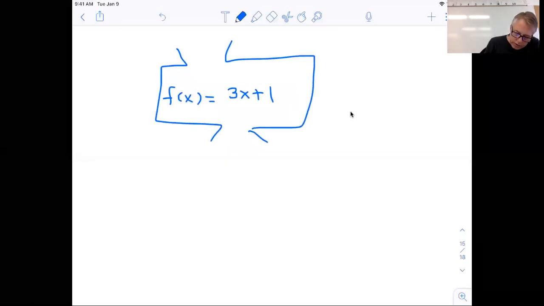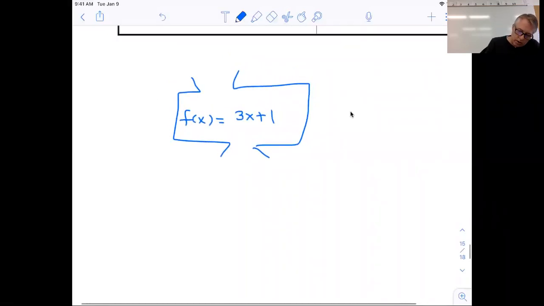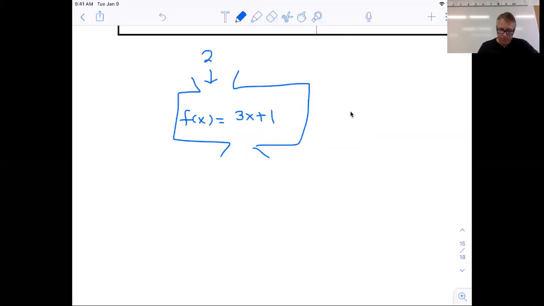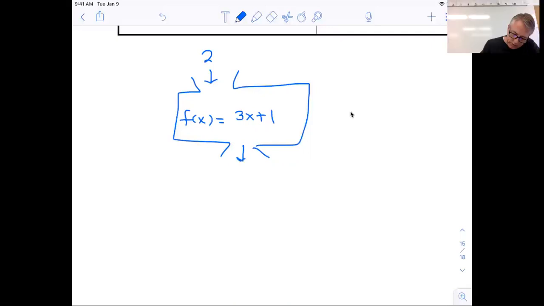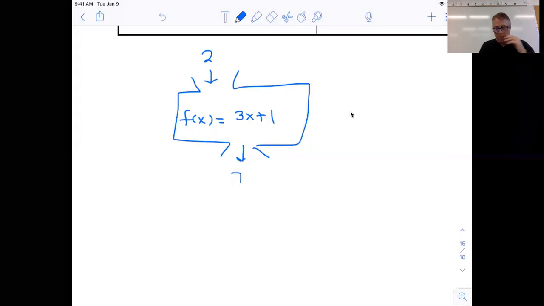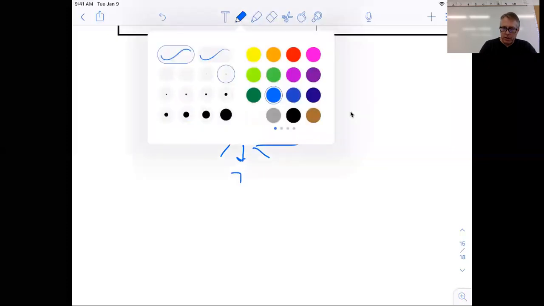And what we're going to do is we're going to drop in numbers. So I'll just pick an easy number here. That's our input, which is our x value, which is in our domain. All right, what's it going to spit out? 7. It's going to spit out a 7, right? And that 7 is an output or a y value, which is in our range. So I think we have that concept down.